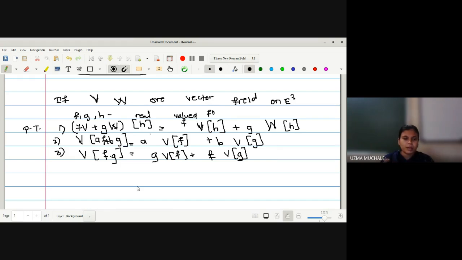Fv at a point P is Fp, V at a point P. So now we have to find the directional derivative of function h in the direction of the vector field Fv plus Gw. Let us start with the proof. What we have in the proof? Let me start with the first one. What is given? Fv plus Gw.